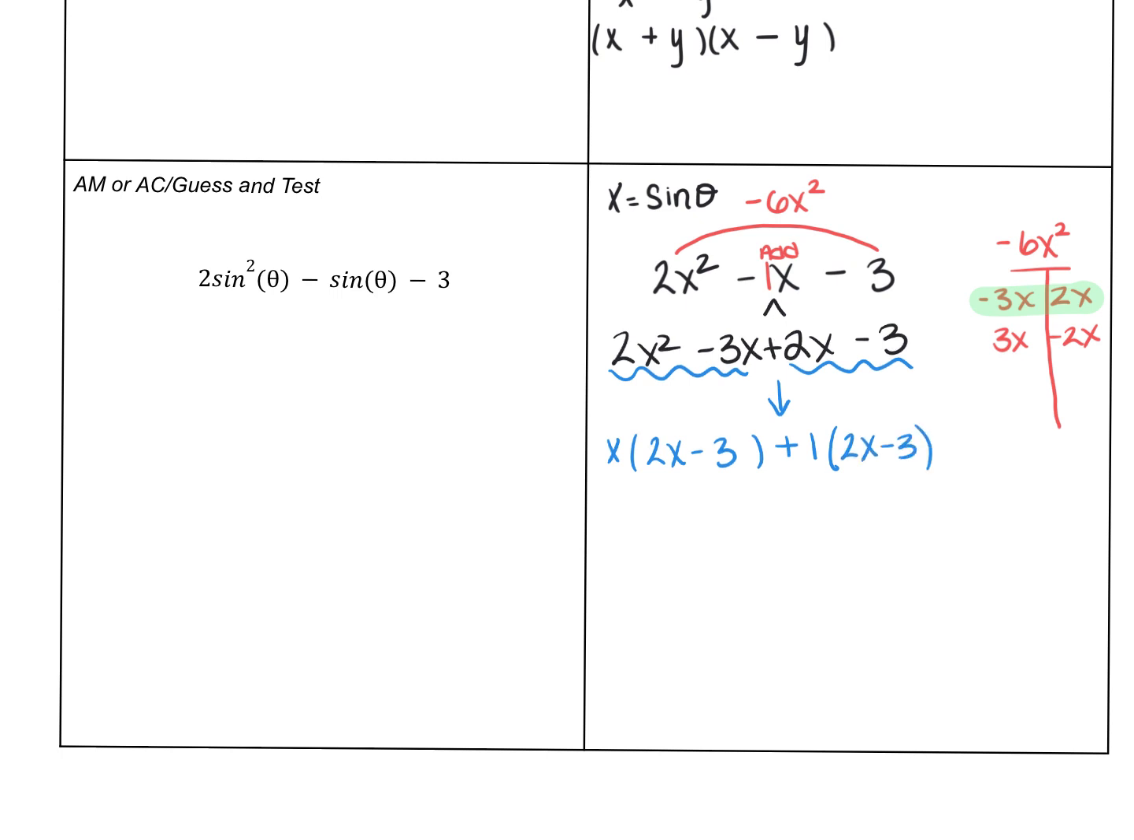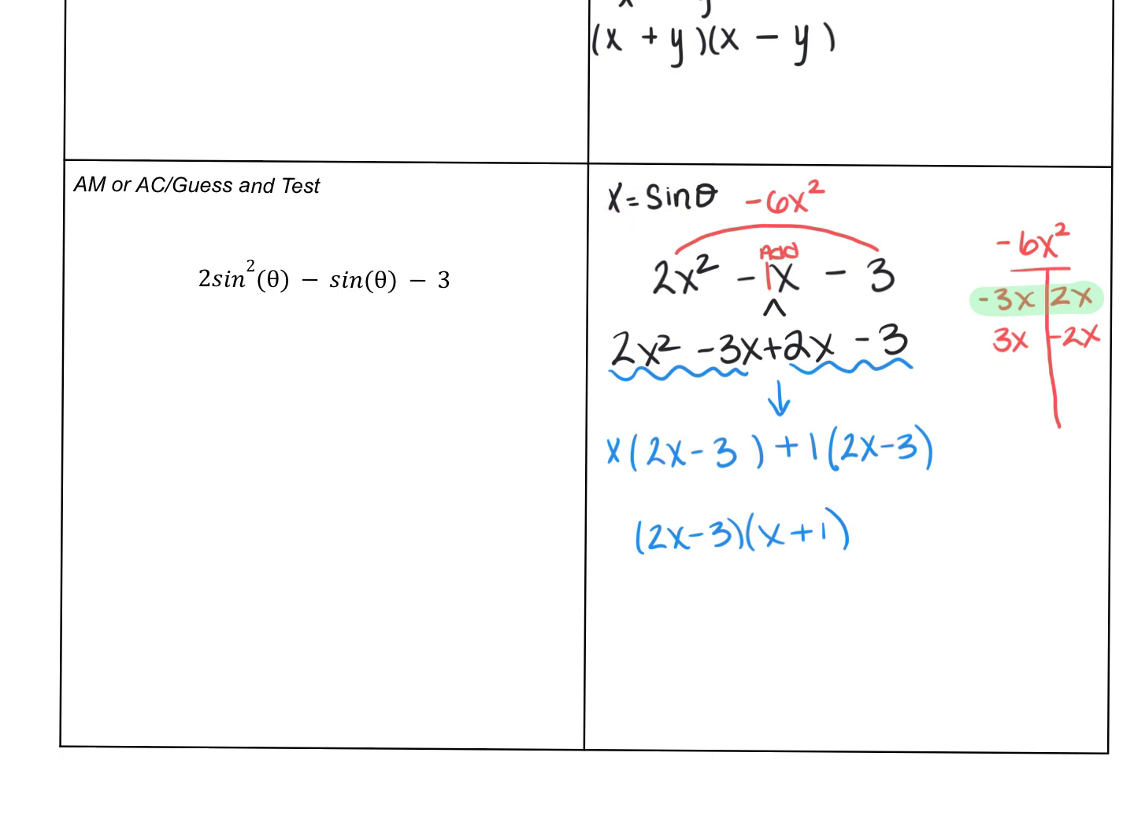Now remember, with grouping, this 2x minus 3 is technically another GCF, so you pull out the GCF, followed by the open parenthesis, and you're left with this x plus 1. So technically, these are our factors of this expression.